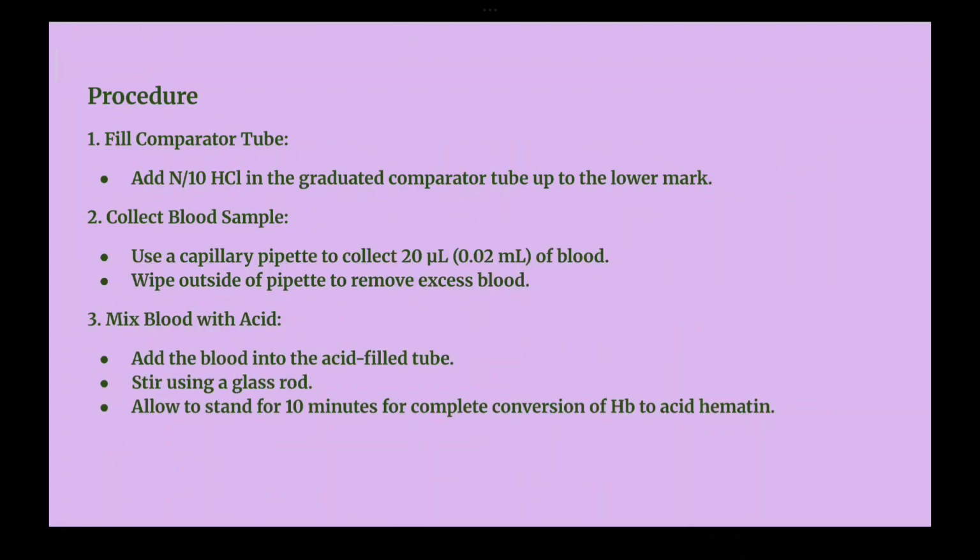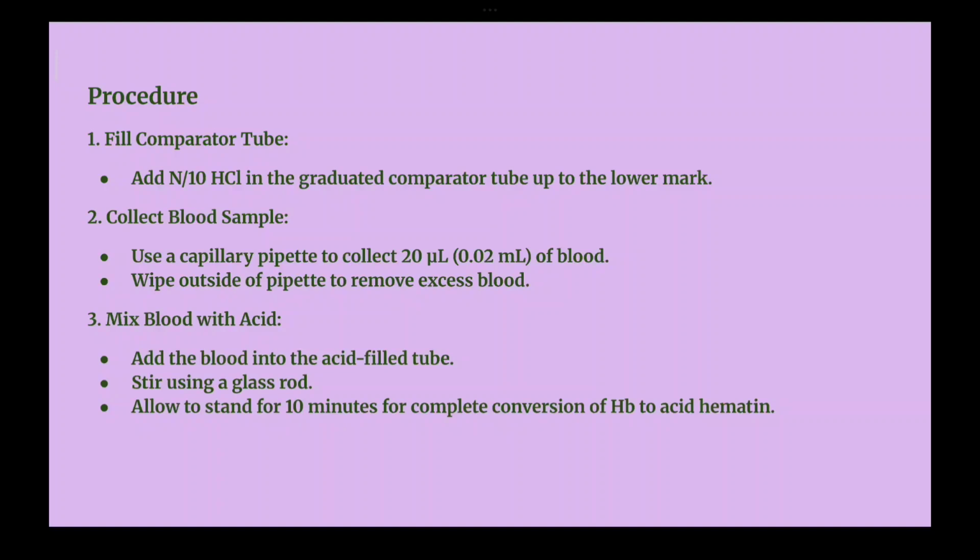Now the procedure that has to be followed while performing Sahli's method: fill the comparator tube by adding the N/10 HCl solution in the graduated comparator tube up to the lower marking that is present in the tube. Later, collect the blood sample using a capillary pipette. You are supposed to collect around 20 microliters of blood through the pipette and wipe the outside of the pipette to remove the excess blood.